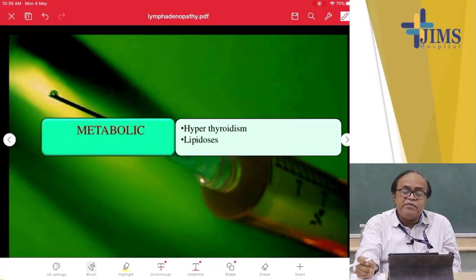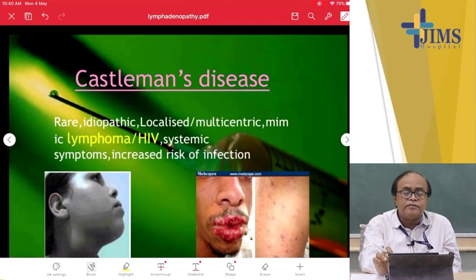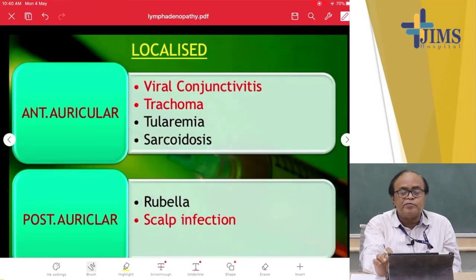Then there may be metabolic causes, hyperthyroidism, lipidosis. Now there is one disease called Castleman's disease. It is very rare, cause idiopathic. It is localized or multicentric, mimicking lymphoma, HIV infection. There may be some systemic symptoms, increased risk of infection.